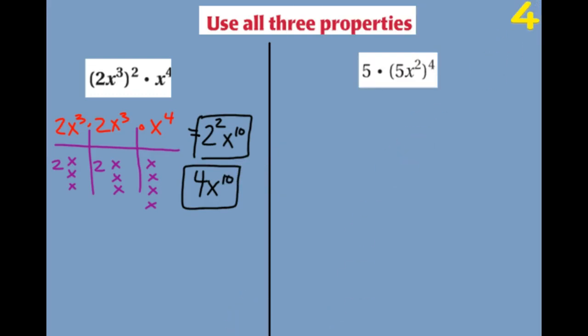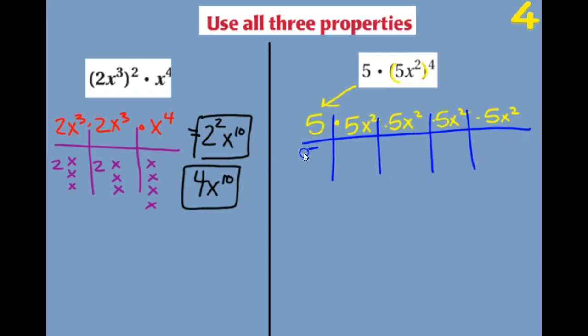Let's do the same thing over here on this one. This is just a 5. And then we have times this whole piece 4 times. 5x squared, 5x squared, 5x squared, 5x squared. So I'm going to multiply all this out, or show some work here. Each of these is just a 5, and then this is x squared, so 2 x's. This is a 5 and 2 x's, a 5 and 2 x's.